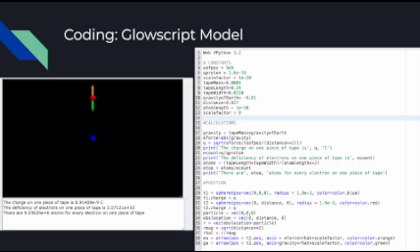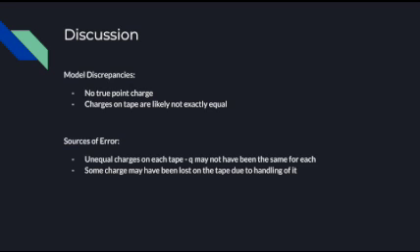On the right is my code and how I was able to get the calculations shown on the left, and on the left is my prediction model, and also the charge of my tape and all that. Now, in the discussion we have model discrepancies.